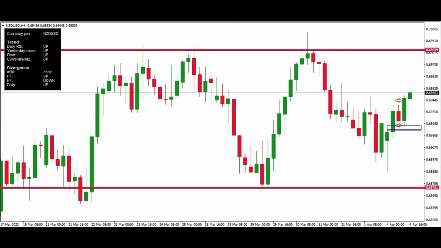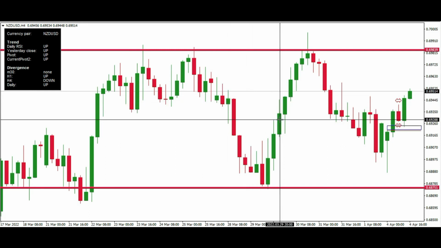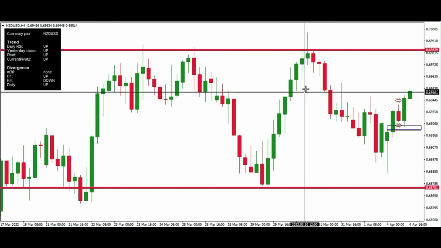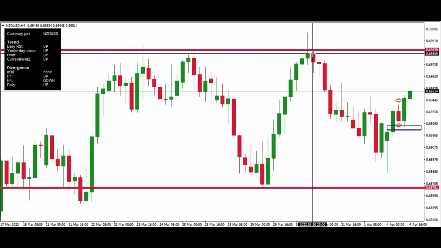Right now we are 1 week later, so this is the current time. Today is April 4, 2022, and we're watching the Kiwi dollar chart. As you can see, we were on 29 March and I made a purchase, and my goal was the 697 area, and as you can see we touched that level.